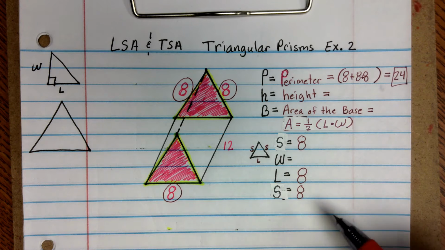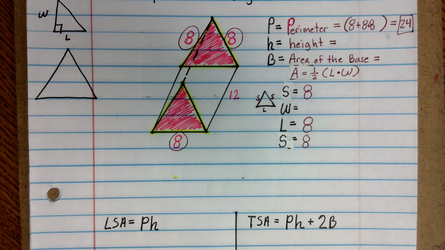Now, when we talk about the height, we're talking about the height of the prism, right? That's what this H stands for. And we're going to be using the same formulas that you've seen in the last two videos, where the lateral surface area is the perimeter times the height, and the total surface area is the perimeter times the height plus 2 times the area of the base.